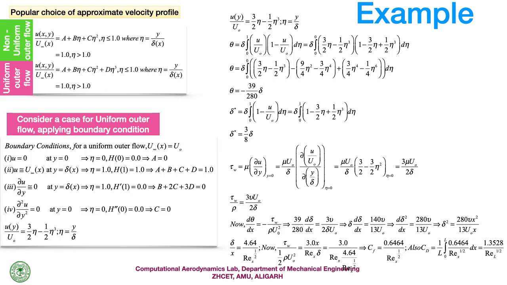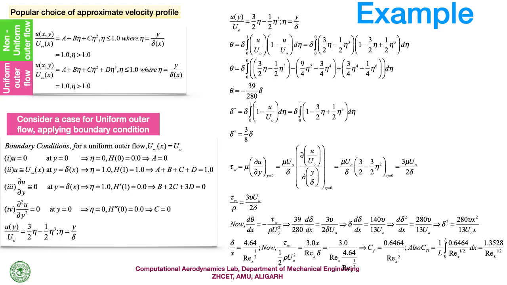Second boundary condition: if you satisfy it, then a plus b plus c plus d is 1. The third boundary condition gives b plus 2c plus 3d equal to 0. And if you satisfy the fourth boundary condition, c becomes equal to 0. That means a and c are 0, so the constant term and the square term in the polynomial are 0. And b and d come out to be 3 by 2 times eta minus 1 by 2 times eta cube. B comes out to be 3 by 2, and D comes out to be minus 1 by 2.